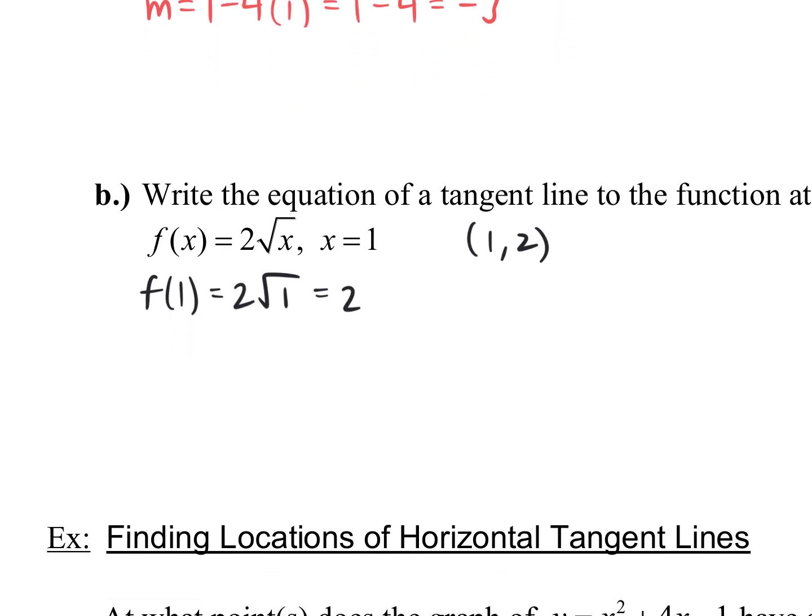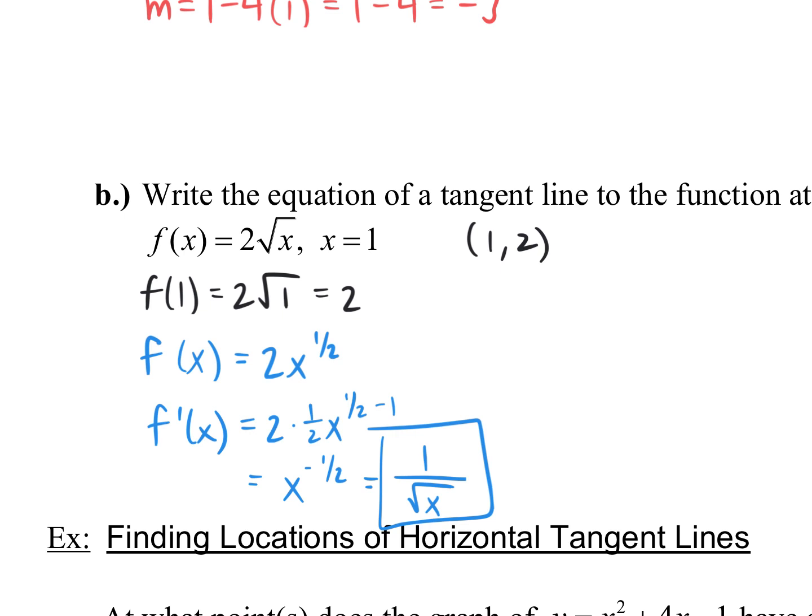Now we need to find the derivative. In order to do that, we should probably write x with a fractional exponent. So this is the same as 2 times x to the 1/2 power. Use your power rule to find the derivative. I should not have put in this derivative symbol here yet because I didn't actually find it, I just rewrote it. Find the derivative of this function using your power rule, and then check with the person next to you. Did we all get 1 over the square root of x, or x to the negative 1/2?